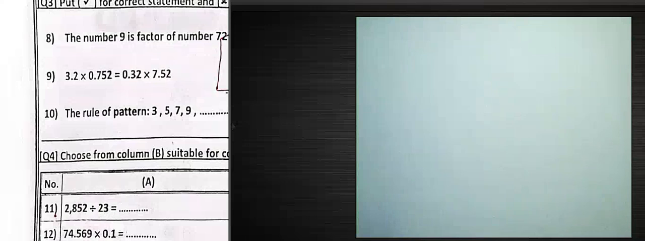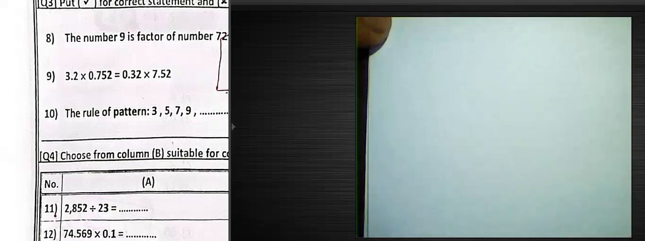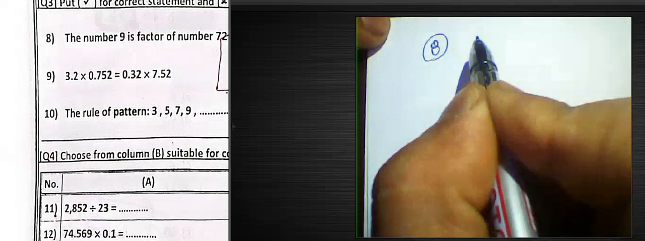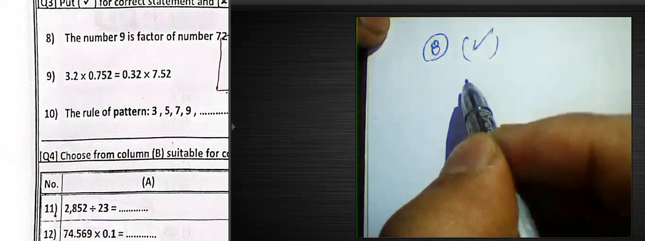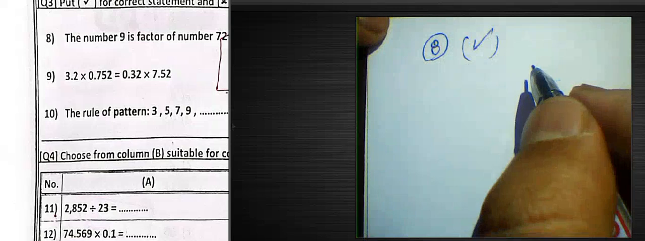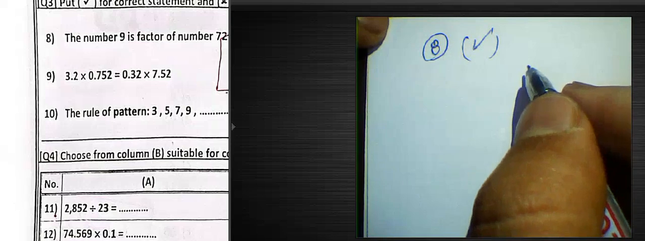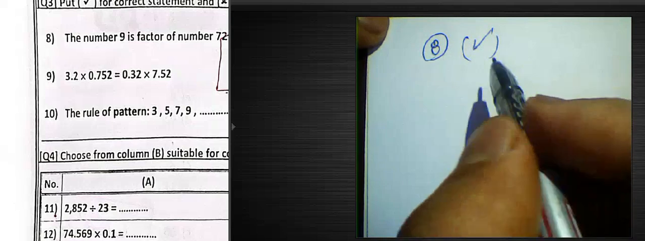Question number 8. True or false? The number 9 is a factor of the number 72. Is it true? Because 72 can be divided by 9. 9 times 8 equals 72, so question 8 will be true, because 72 can be divided by 9, so the number 9 is a factor of number 72.